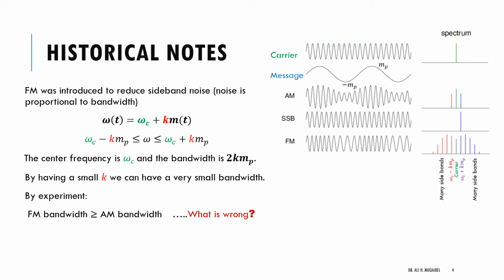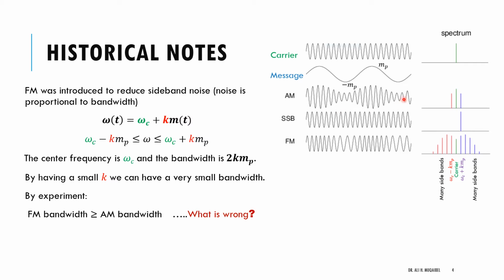Now let's start with quick historical notes. Let's see why people came up with FM, or frequency modulation. The diagram shown here on the right shows a carrier. This is the time domain representation, and here is the equivalent frequency domain representation. The carrier is a single sinusoid, so you can see that it shows as a delta in the spectrum. Our message also is going to show as a delta.